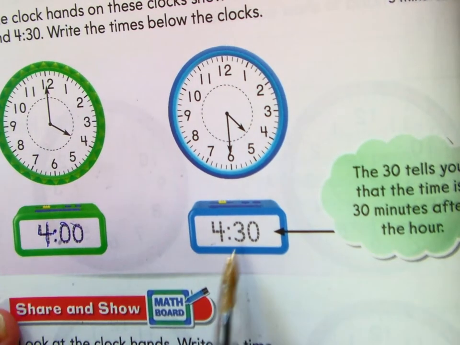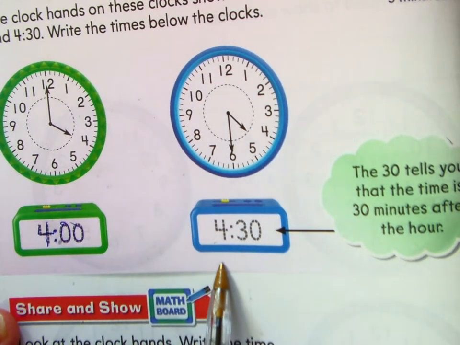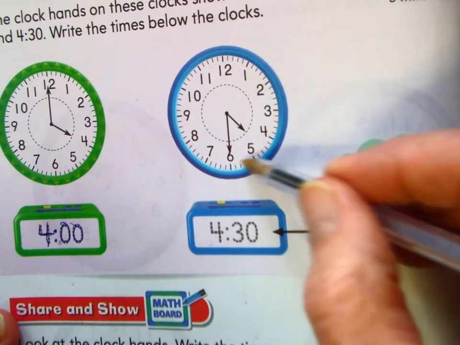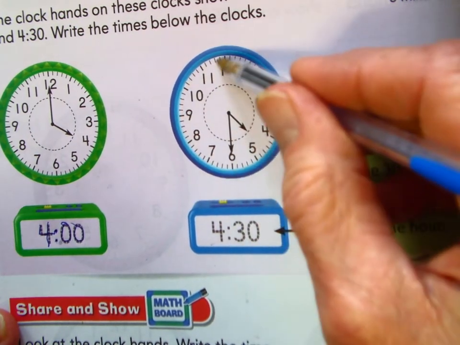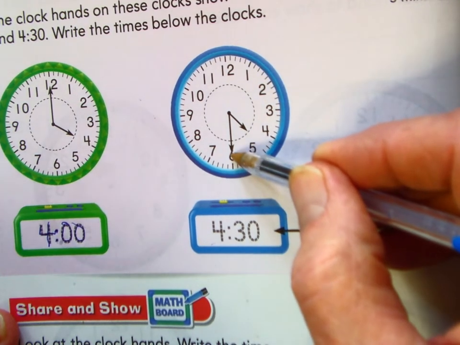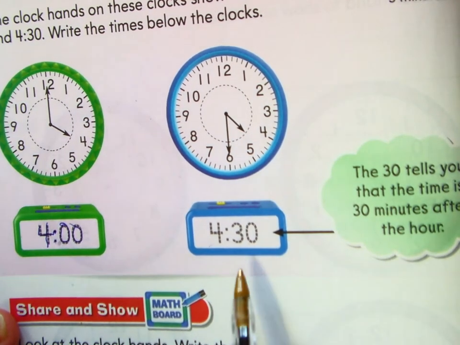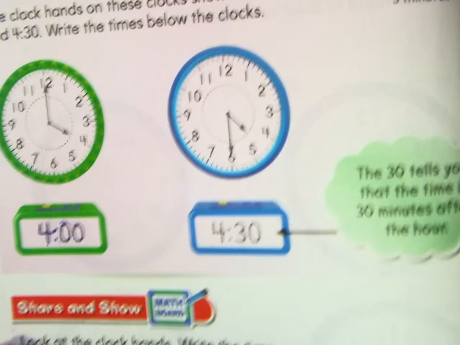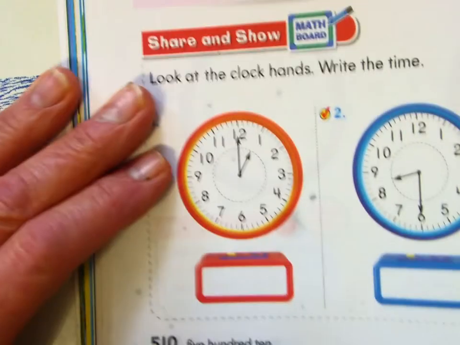Sometimes we say half past 4 o'clock because that minute hand has gone halfway around. The minute hand just passed halfway around when it gets to the 6. So they sometimes say half past 4. I know our book likes to use that terminology, half past 4. Okay, moving on down. Here we go.